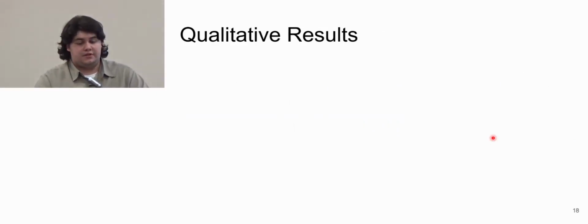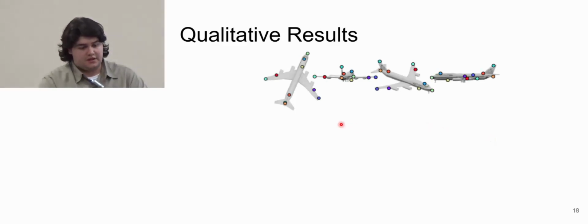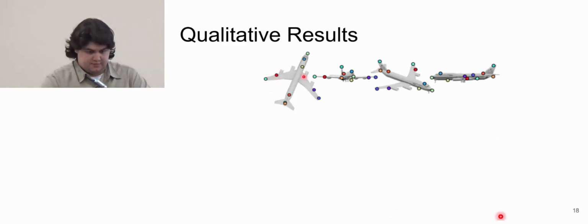Now let's show some qualitative results on different models. In terms of planes, we see that the left wing tip is consistent all across the views. And this right engine, for example, will show up here, and even though it's not perfectly visible, it will still show up here as well.